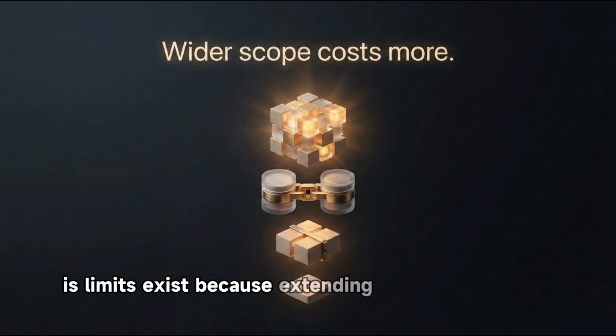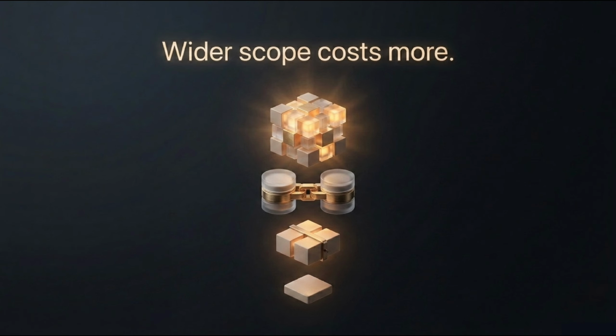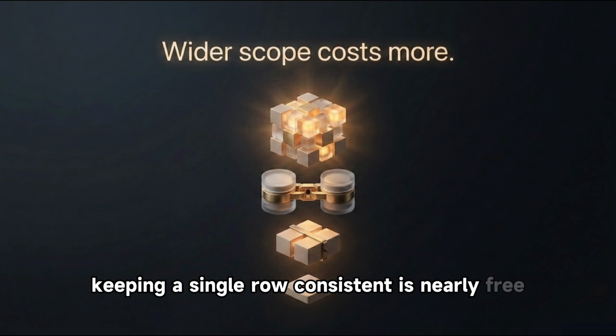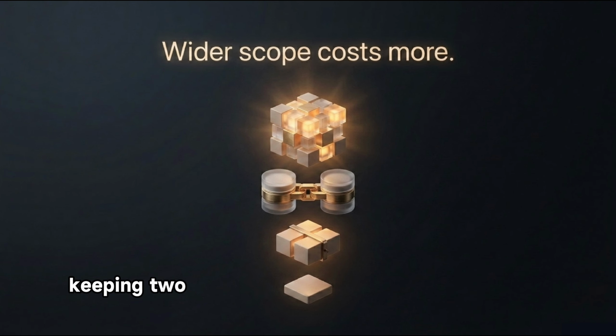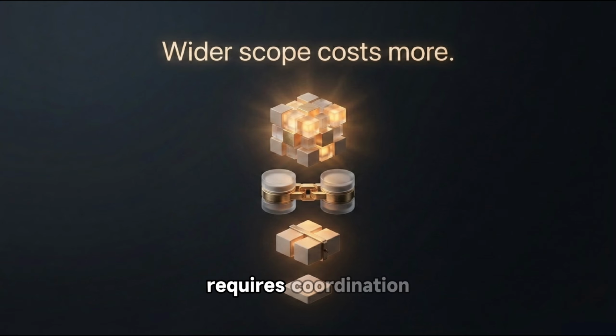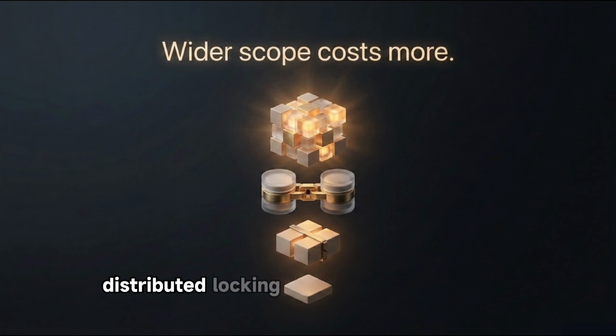Limits exist because extending consistency scope has a cost, and that cost grows as the scope grows. Keeping a single row consistent is nearly free. Keeping a transaction consistent across many rows requires locking. Keeping two databases consistent with each other requires coordination: two-phase commit, distributed locking, or a consensus protocol. Each of those options costs latency, reduces availability, or both. At some point, the cost of extending scope exceeds what the system can afford. That is where the scope ends. The limit is not arbitrary. It is the point where maintaining the guarantee would break something else the system depends on.